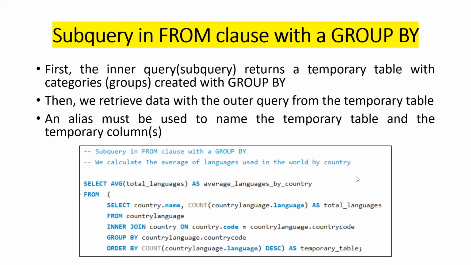Here we have an example. We calculate the average of languages used in the world by country. In this example, we have 2 tables. We have the country table and we have the languages table. The first thing that we have to do using the subquery is to count the total languages in each country, and we give it the name total languages. Then we calculate the average using this temporary table, and we will see that later on in the hands-on.